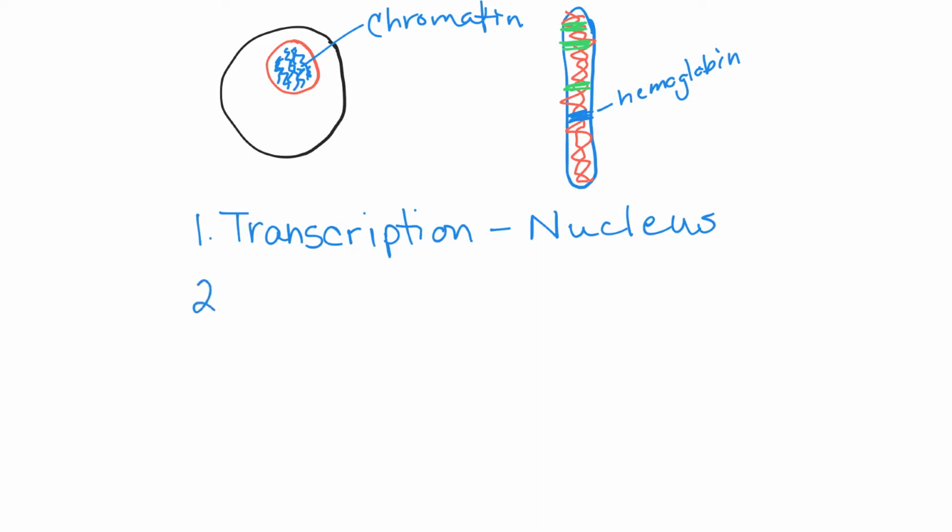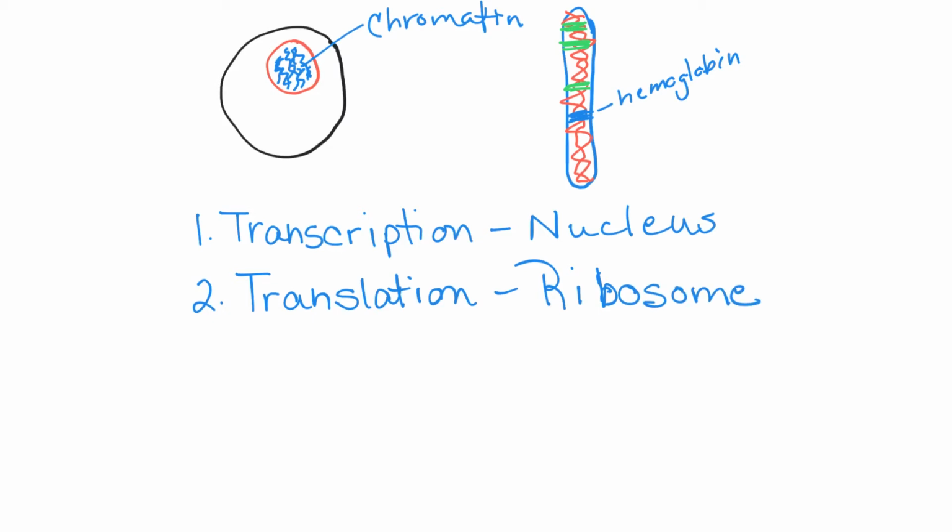And at the ribosome, we have the process of translation. Okay, so transcription occurs in the nucleus, translation occurs at the ribosome. We'll first go over transcription, and then we'll go over translation.